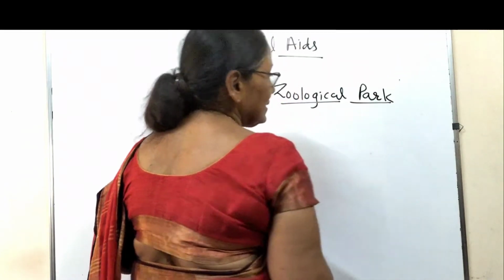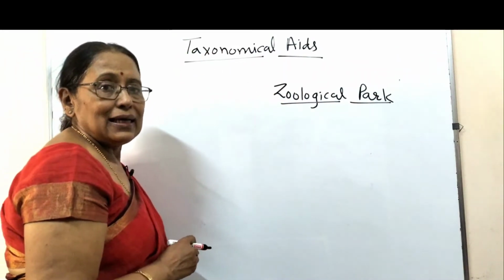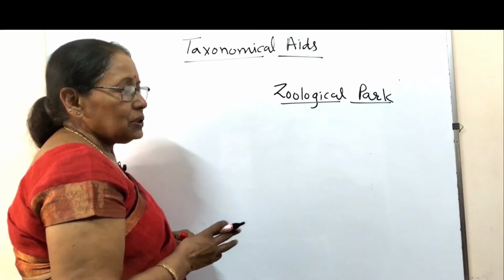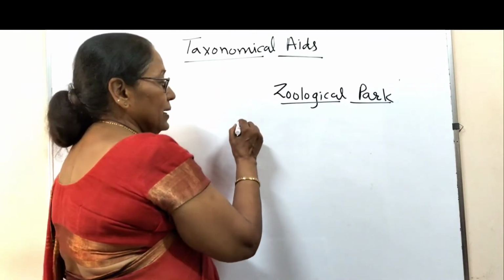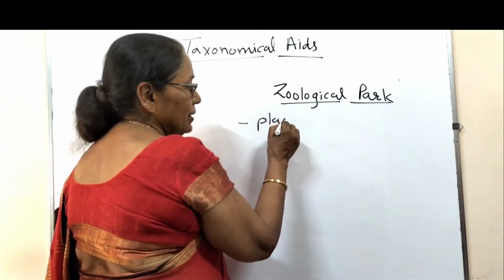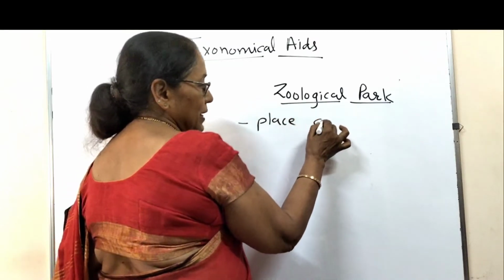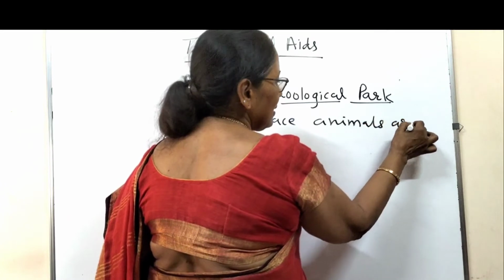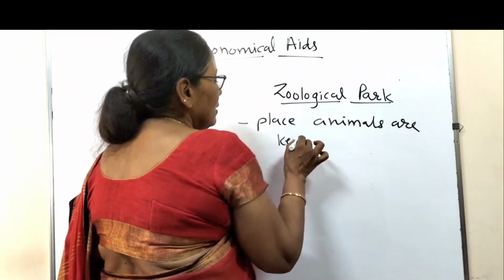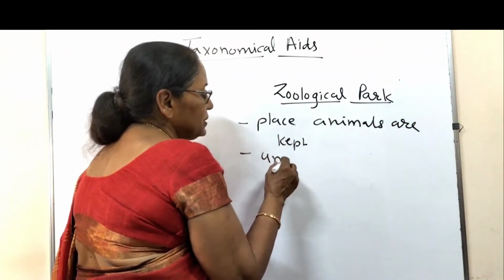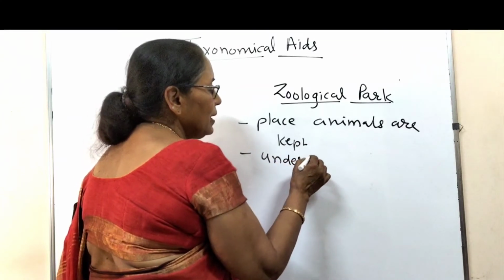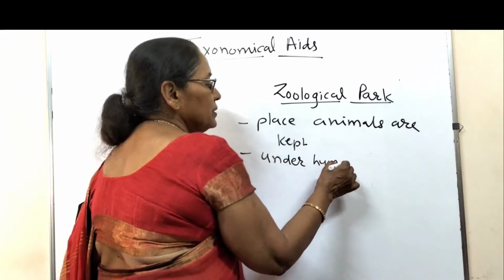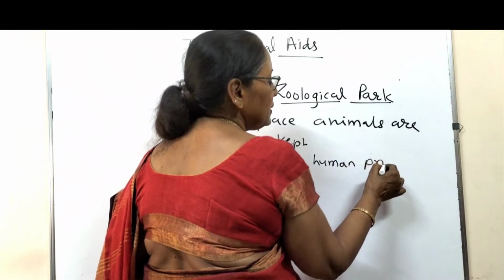Zoological park आसान लगता है? Key difficult लगता है? Let us say zoological park. It is a place where the animals are kept. Different types of animals are kept under human protection. These are kept under human protection. और क्या?